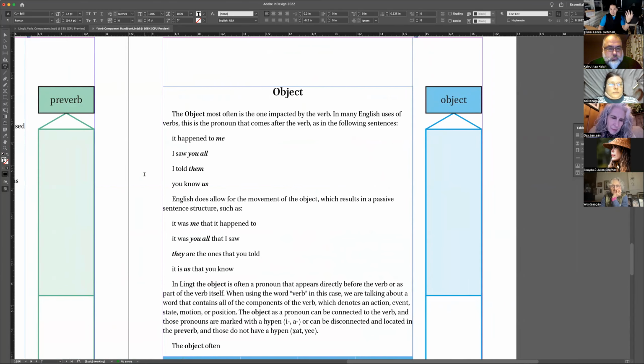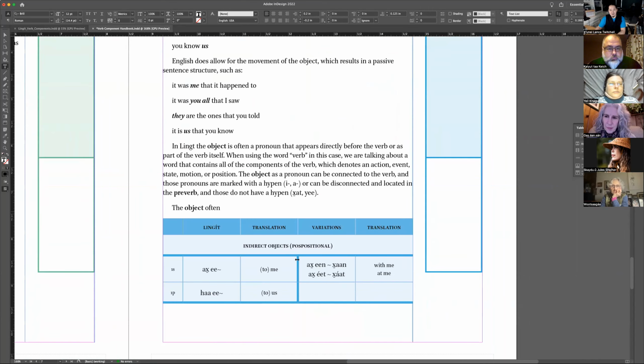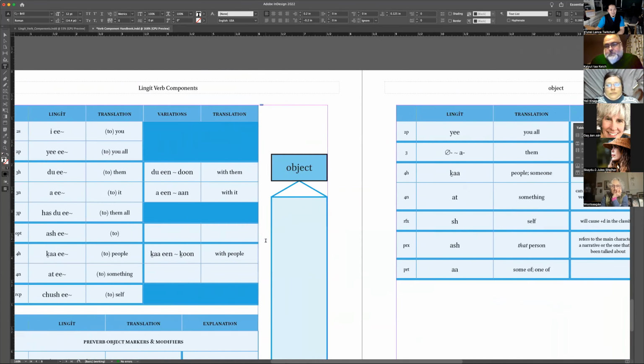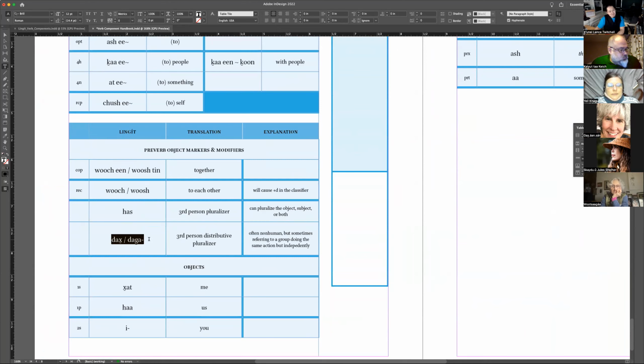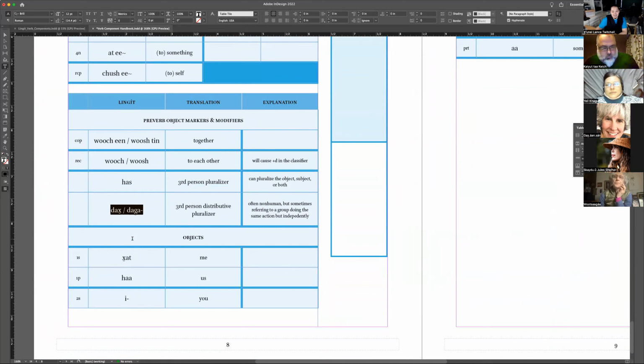Just a little bit more text explaining what an object is. And I know we've talked in here about indirect objects, so we're going to have some of that stuff in here. Then we're also going to have woochin and wooch, some of the differences between those. Dach, I don't think we've mentioned dach and daqa. You can pluralize what's usually a non-human, but it can also, I think, be a group of people doing something individually, which, of course, there's one for that. And then your run-of-the-mill object pronouns, which we'll go through.